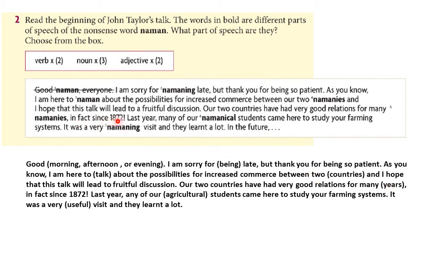In fact, since 1872. Last year, many of our something students came here to study your farming system. So maybe agricultural students came here to study your farming system. It was very, always followed by an adjective. So it should be an adjective here. It was very visit. Maybe we can say useful, fruitful, successful, and they learned a lot.